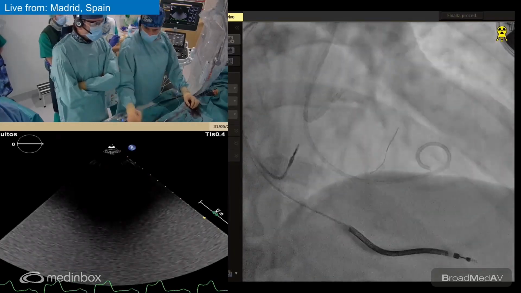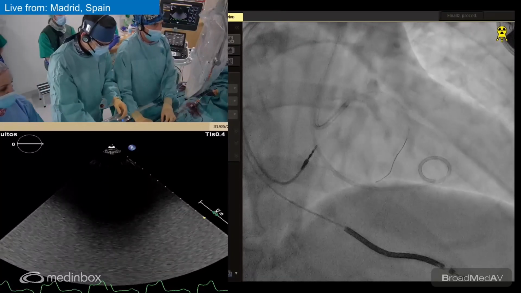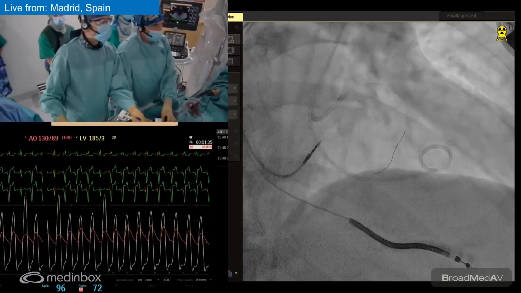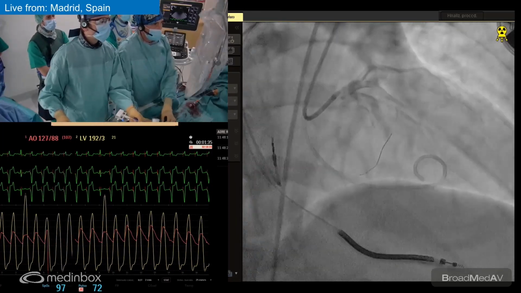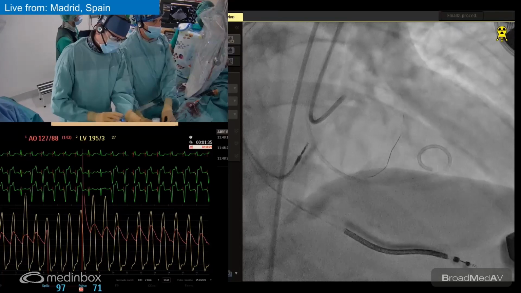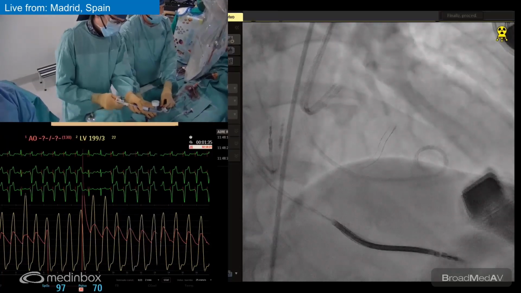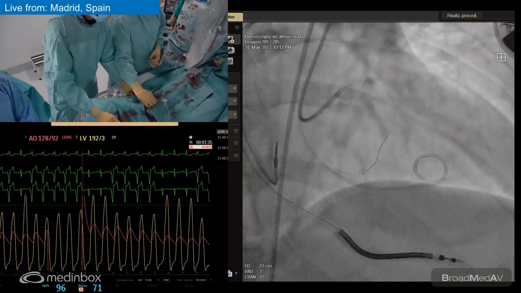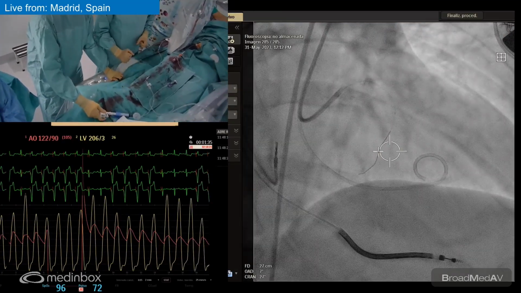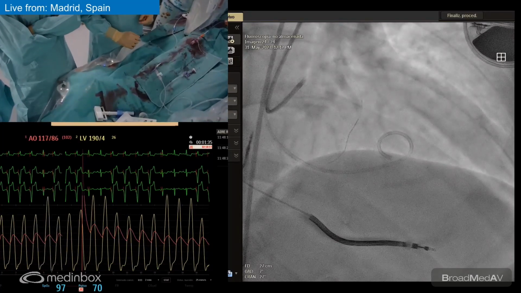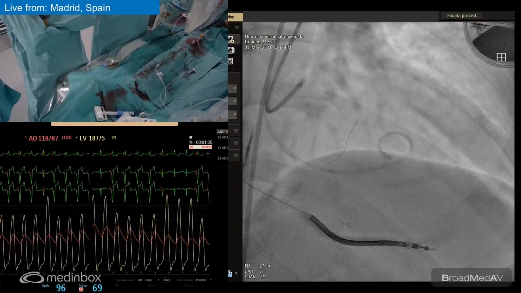So now we are going to inflate the balloon. We're injecting a bit of contrast just to know we are not occluding the LAD. And I'm going to inflate the balloon to nominal pressure. Sometimes just with the inflation, you can see the gradient going down.